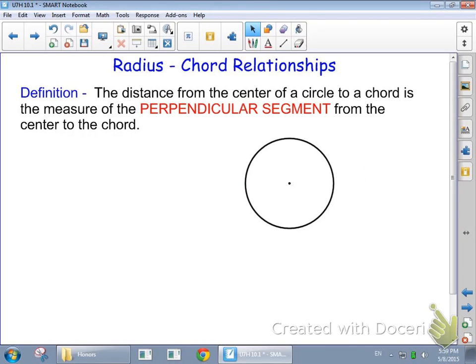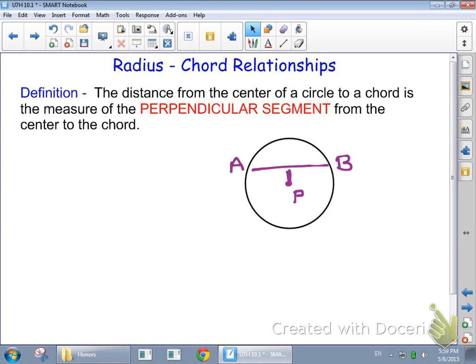Okay, now I'm going to talk about the relationships between the radius and the chord. The definition says that the distance from the center of a circle to a chord is the measure of the perpendicular segment from the center to the chord. So in this circle, circle P, and if we have this chord, chord AB, what the definition means is that the distance between this point P and the chord is going to be the perpendicular segment to the chord.